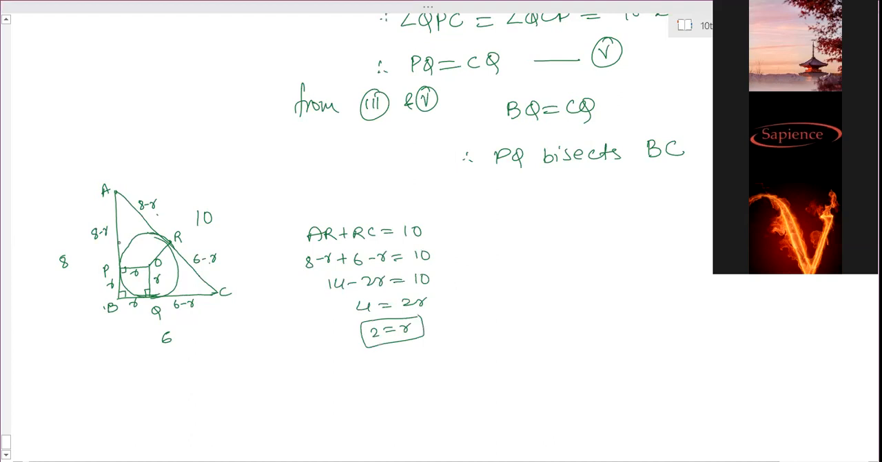So write all statements properly. Do faster.